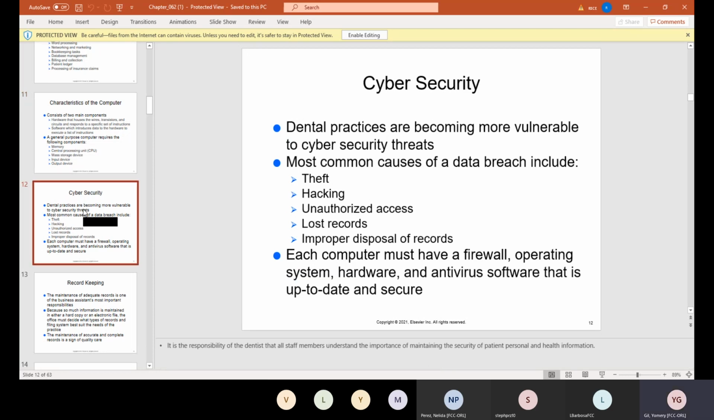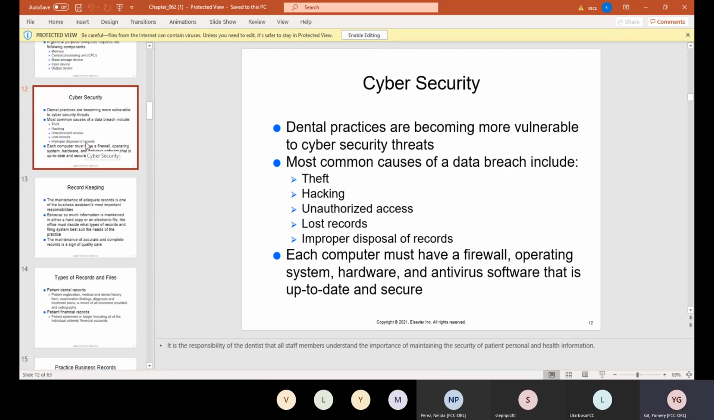Okay, so cybersecurity. Dental practices are becoming more vulnerable to cybersecurity threats. Most common causes of data breach include theft, hacking, unauthorized access, lost records, improper disposal of records. So with the improper disposal of records, I will let you know that when you have a patient and let's say you're presenting a treatment plan for them, because you're an assistant, you will be doing that most of the time. If let's say you made a mistake on the treatment plan and you need to print a new one, don't throw that treatment plan inside the regular trash.